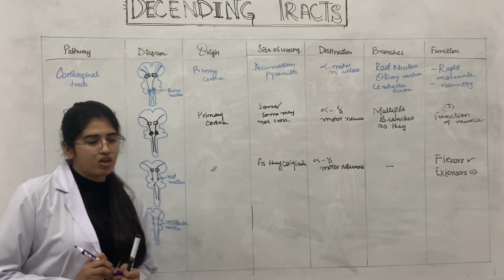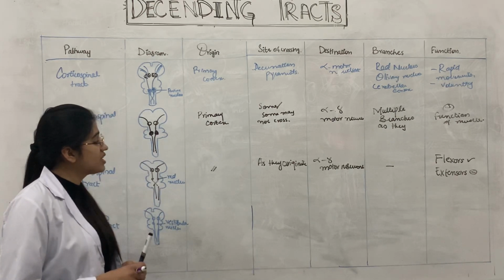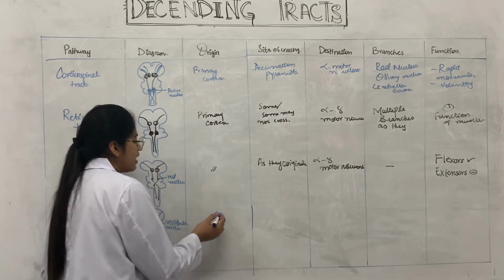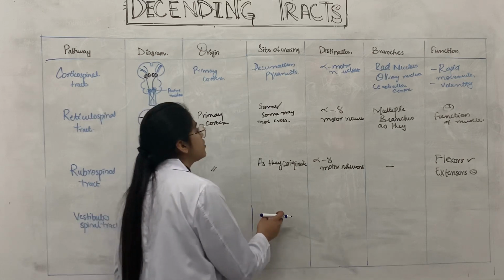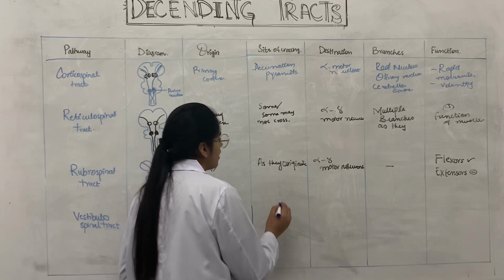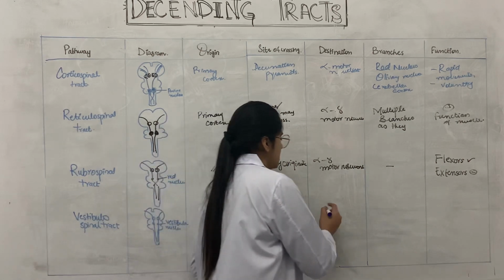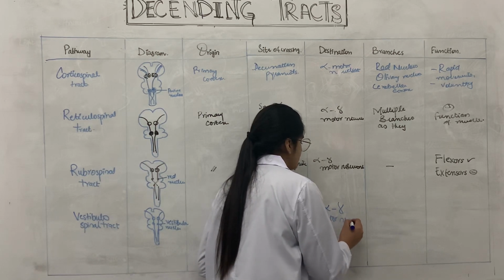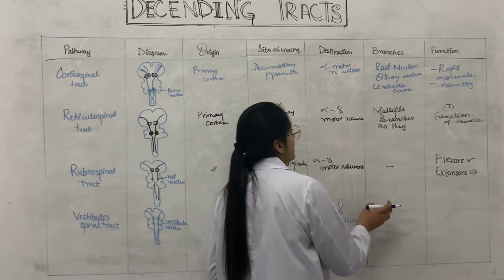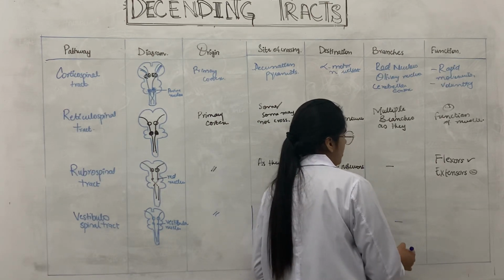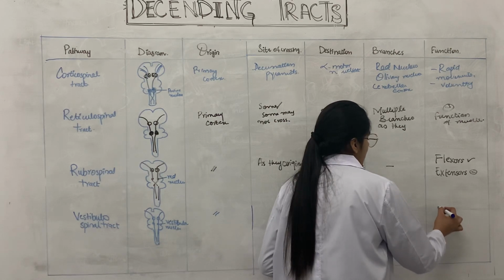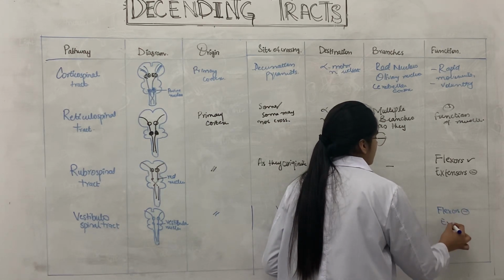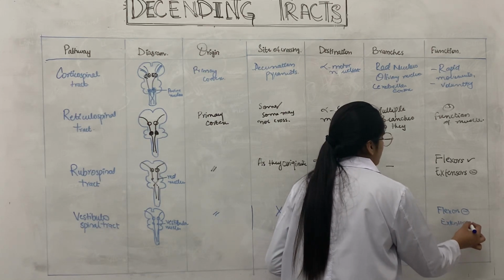and they are uncrossed. They will not cross within the central level, within the spinal cord. They will come as they are. So they are coming from the primary cortex. The site of this decussation, they will not cross over. The final destination will be the same, that is alpha gamma motor neurons. And afterwards, they are not giving any branches, but the flexors are inhibited, and it is innervating the extensors.